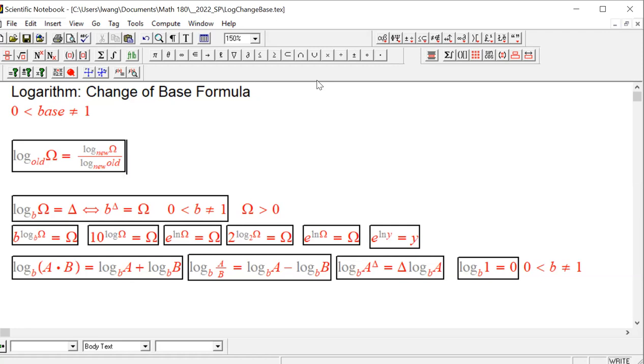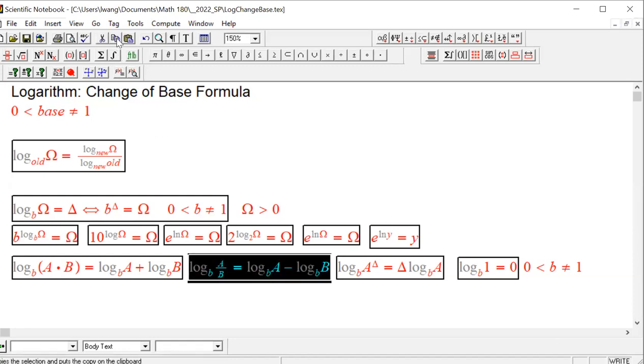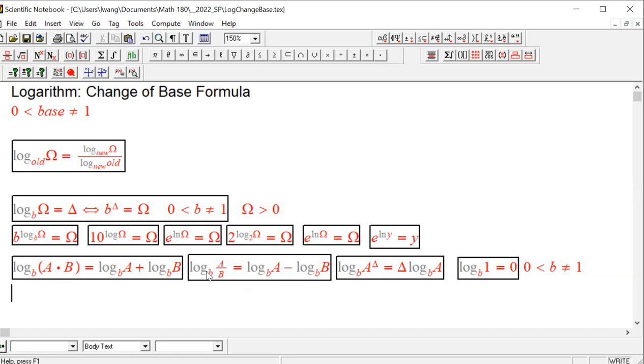You can see that the change of base formula may be confused with the quotient rule. But in the quotient rule, they are all the same base. Remember the mistake we made in the common mistake section? So this is the correct one. But there's a common mistake.